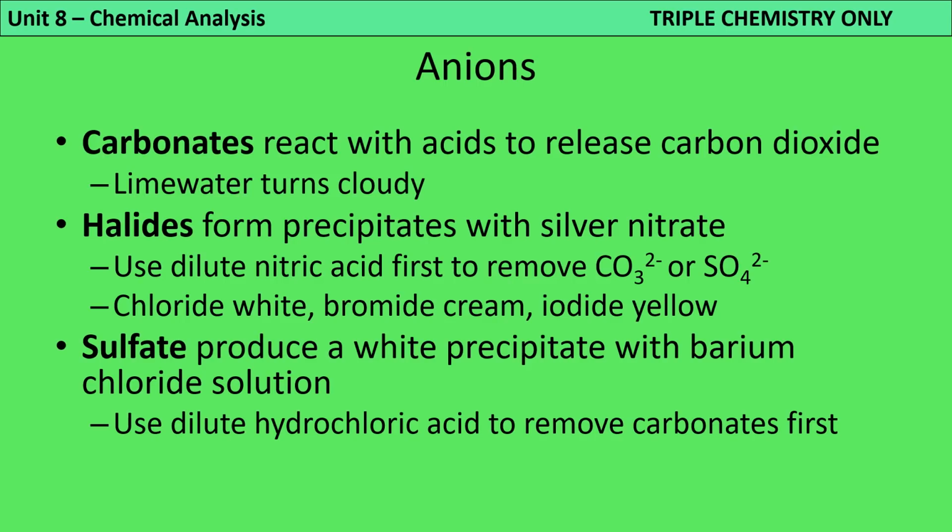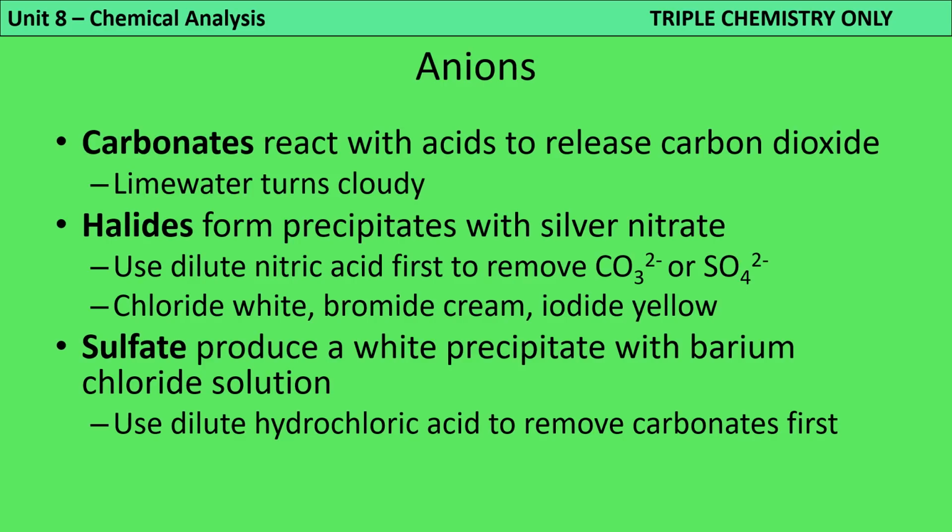Firstly, you need to treat the solution with some nitric acid to remove any carbonates or sulfates, because these would give you a false positive. Then you add your silver nitrate. If chlorides are present, you'll make a silver chloride precipitate, which is white. If bromides are present, you'll make silver bromide, which is cream. And if iodide ions are present, you'll make silver iodide, which is yellow.